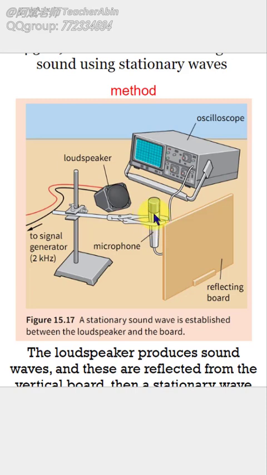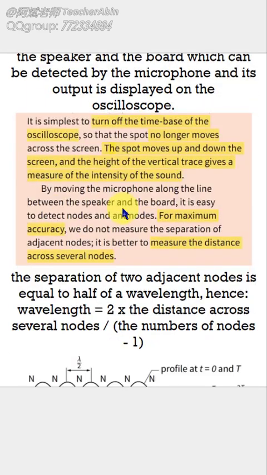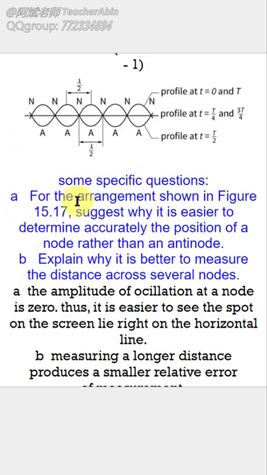However, the amplitude of antinodes is at their maximum. So the spot will move up and down to a maximum height. And if the microphone is moved slightly away from the position of an antinode, the spot on the screen will still move up and down to a big enough height. So it's not easy to determine the position of antinodes. So that's the answer for question A, hopefully it will make sense to you.